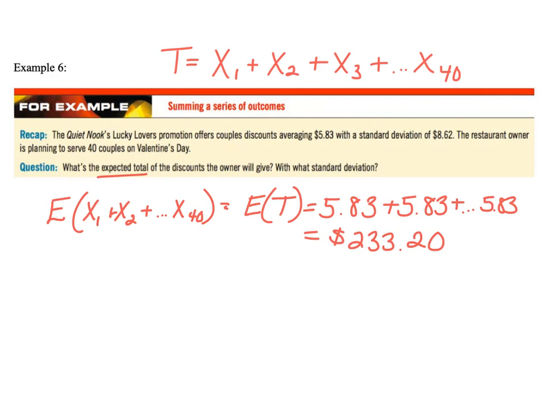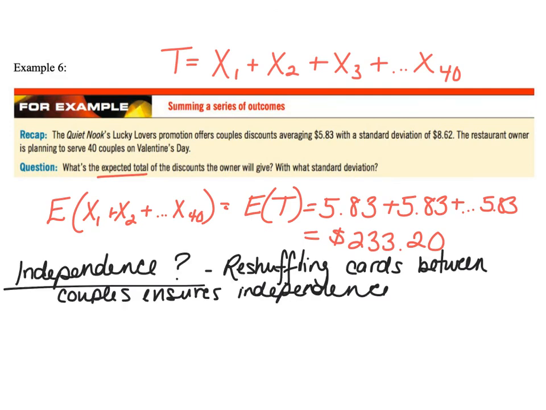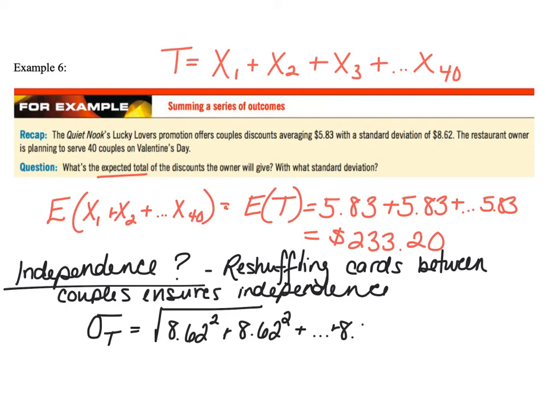Now, reshuffling cards between the couples would make my discounts independent. And why am I addressing independence? So that I can combine my variances to get my standard deviation. All right, so since I've addressed independence, now it's okay to proceed to find my standard deviation. So sigma of my total, just using that T again, would be equal to my standard deviation squared. And I would write this out 40 times, but I'm not going to because I'm going to run out of space.